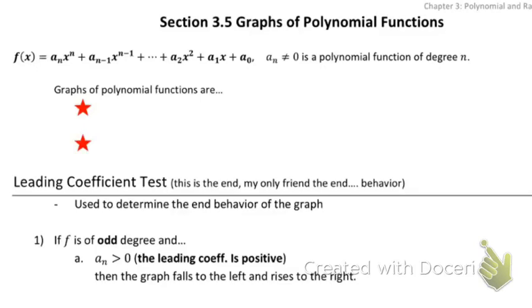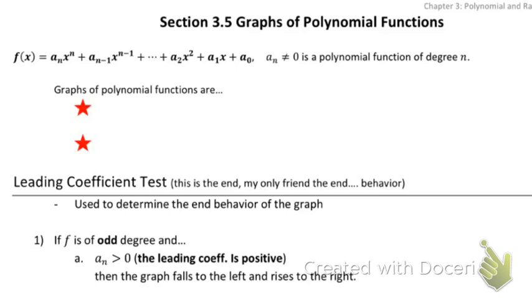Graph, it opens up. If I have a negative leading coefficient, it opens down. Well, the good thing is we can apply that across multiple different polynomials. In fact, we can come up with a nice little set of easy ways to tell what happens at the ends of any polynomial equation.